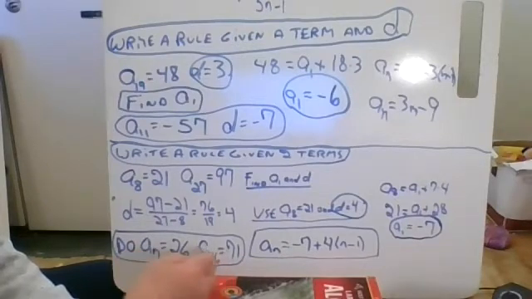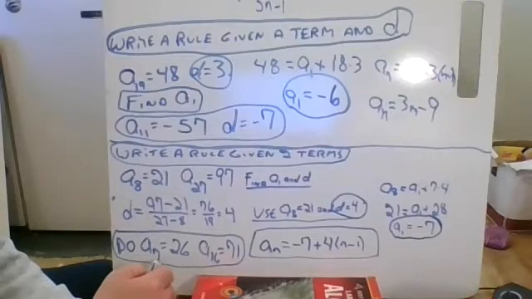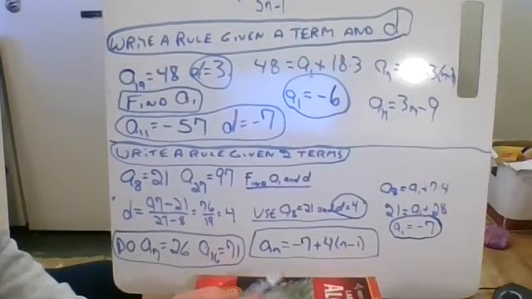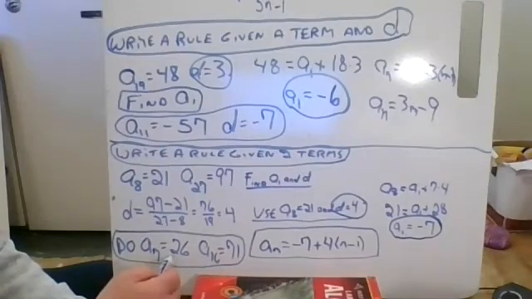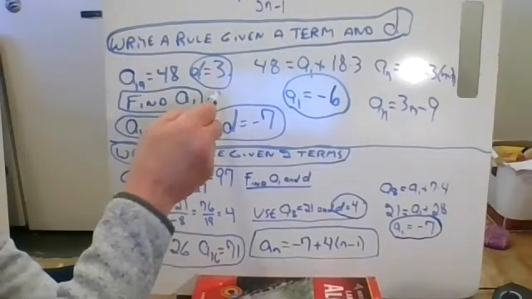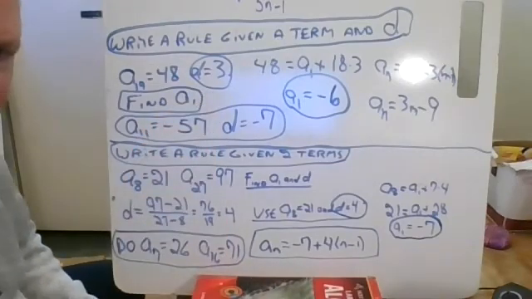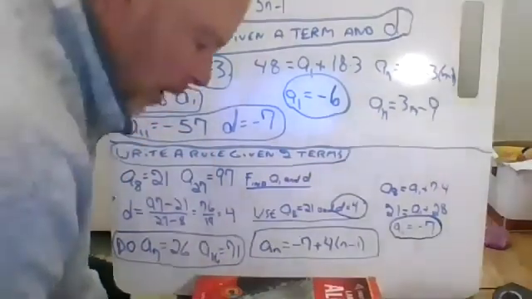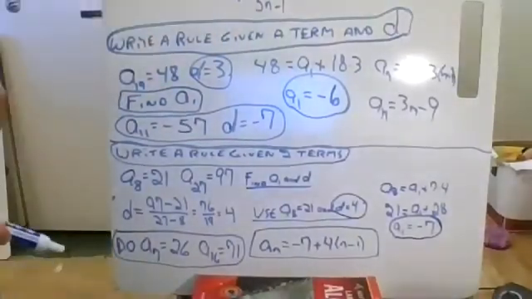What would be the first step here? Finding what? d. And what would d be? 5. 71 minus 26, over what? 16 minus 7. And then you'd have d, and then you could take either one of these two terms with d, and you would do what you did up here, and you would find your a sub n. All right? Are we good?